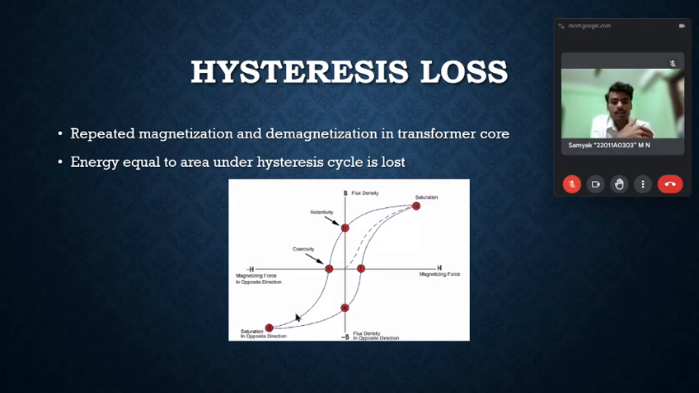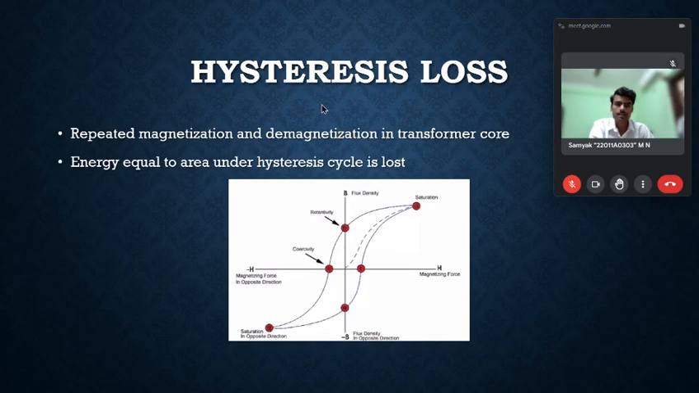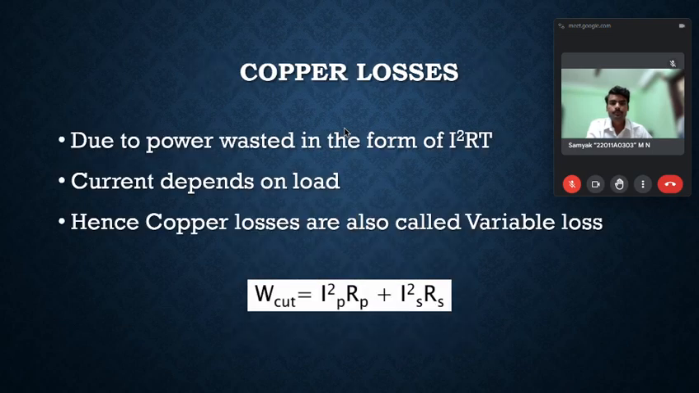In other words, we can say that the area that is present under this curve ABCDEF is the loss, the hysteresis loss. And this keeps happening over and over and over again because the current is alternating, and hence core losses. This is what makes core losses the most significant. One is eddy current losses and the other is hysteresis losses.